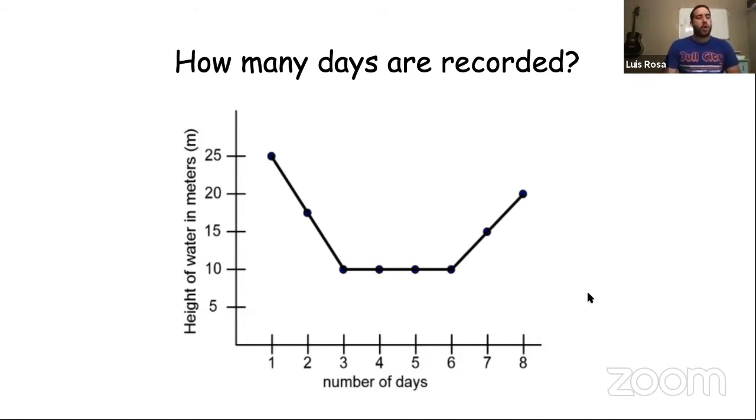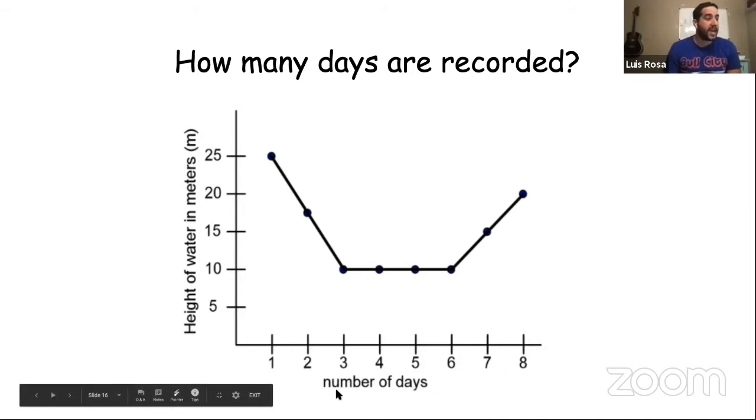So how many days are recorded on this graph? Well, the way I'm looking at it, you can look at the bottom and it tells me that the number of days is 8. So it has 8 recorded days, okay?